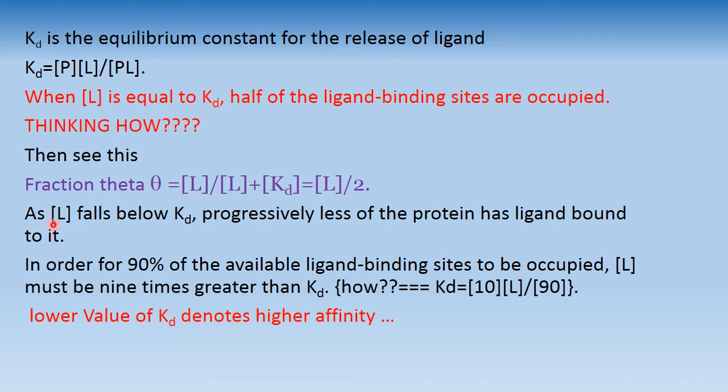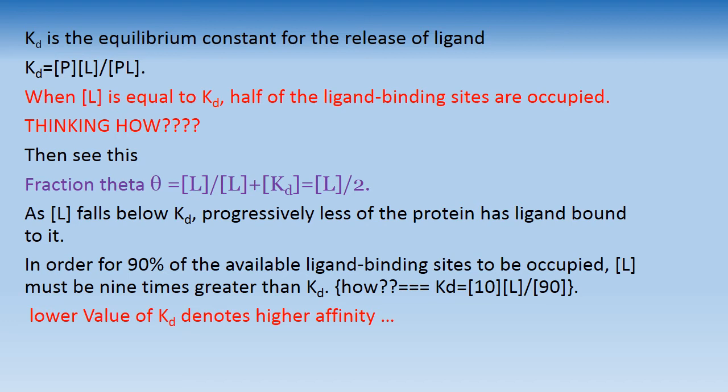As the concentration of ligand falls below Kd, progressively less of the protein is bound to it. When the concentration of the ligand decreases below the dissociation constant, less protein is bound to the ligand, because more ligand is dissociating. So a lower value of Kd denotes a higher affinity, and a higher value of Kd denotes less affinity of the ligand for the protein.